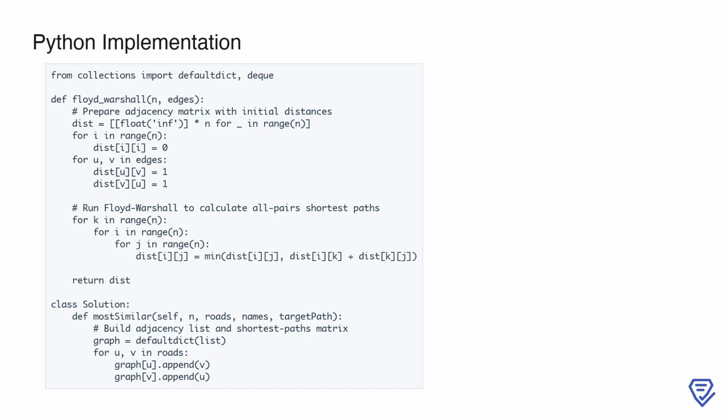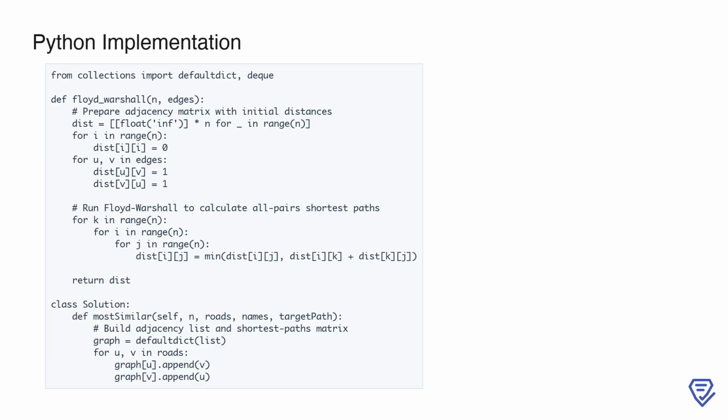The first function we define is Floyd_Warshall, which implements the Floyd-Warshall algorithm to compute the shortest paths between all pairs of nodes in the graph. We start by initializing an adjacency matrix dist where the diagonal values, representing the distance from a node to itself, are set to 0, and all other distances are set to infinity. This matrix will be updated as we process the input edges.